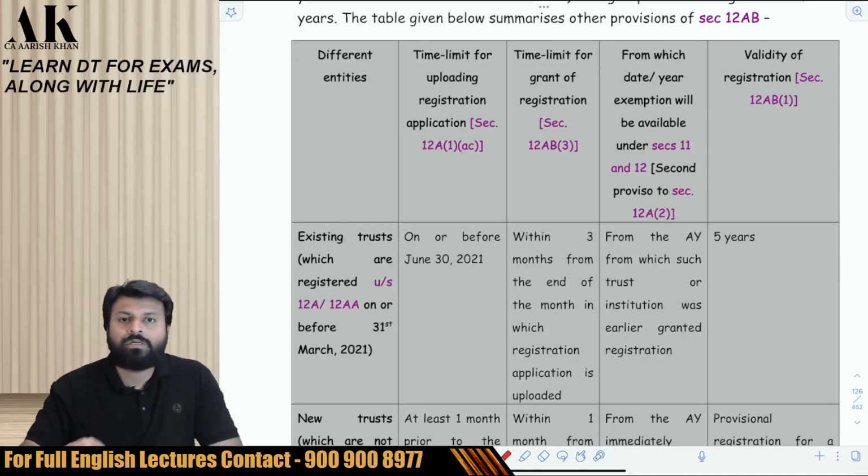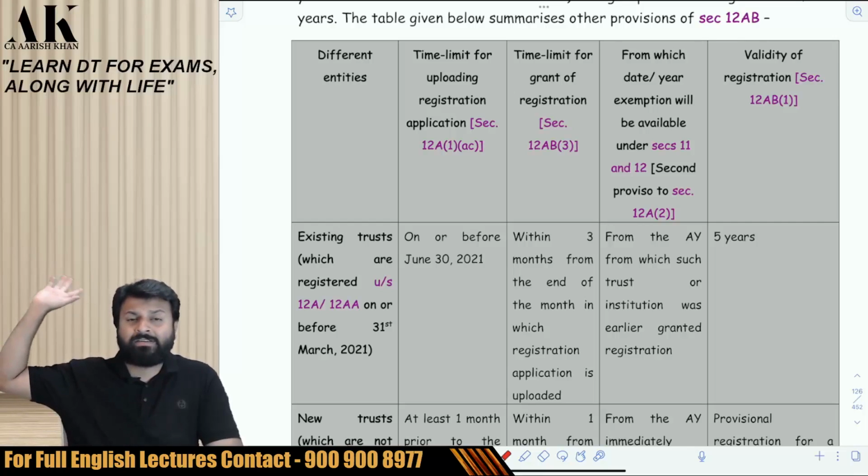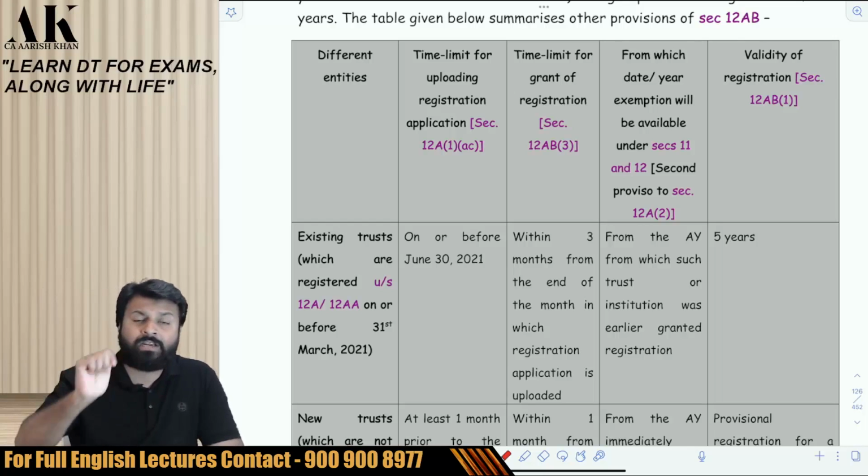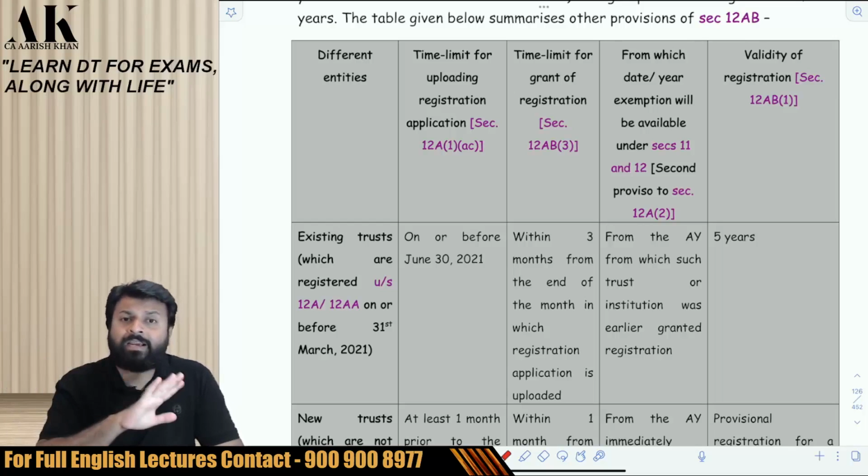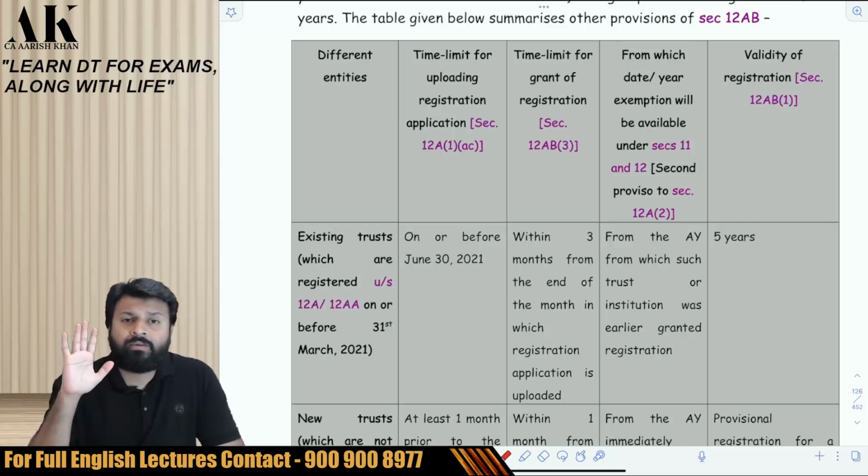Re-register. All the trusts which are registered since the last 75 years of independence have to re-register under 12AB. Secondly, all the new trusts will not be directly given any kind of registration. Every new trust which comes now will be given a provisional registration for 3 years, and then they have to apply for a final registration, and then they will be given a final registration for 5 years, and after 5 years every trust has to make a reapplication.